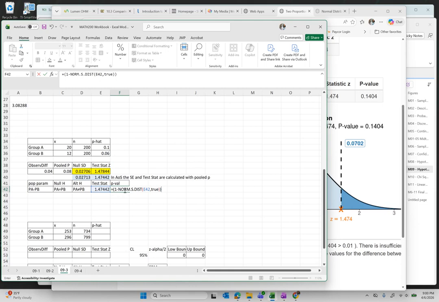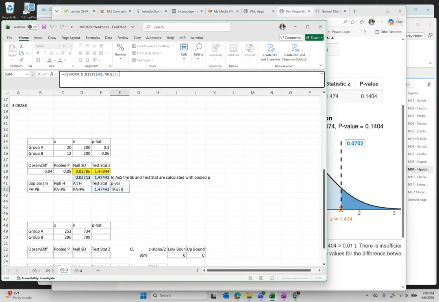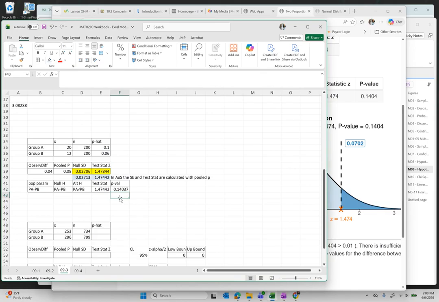This will calculate the area in one tail. So let me check. Yes, it does come out to be 0.0702. And to find the correct p-value, because this is a two-tail test, I'm going to take this and multiply it by 2, and it will give me the p-value of 0.14037.